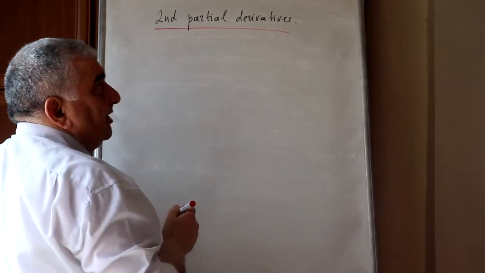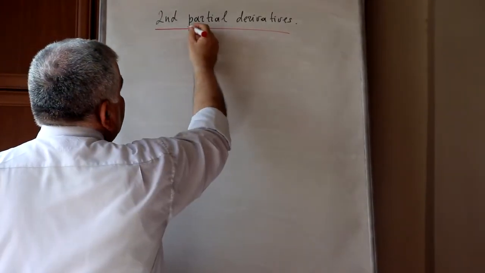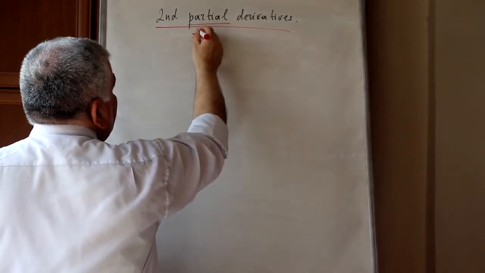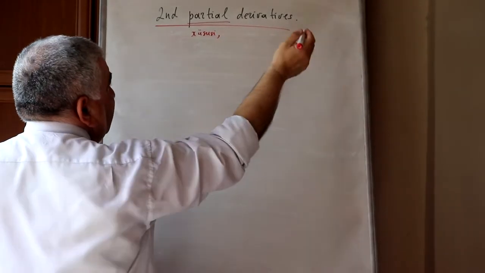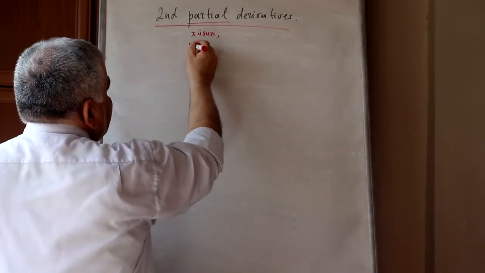Second order partial derivatives. In Azeri it is hususi teoremeler. In Russian, частные производные второго порядка.